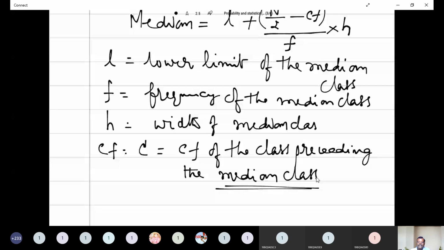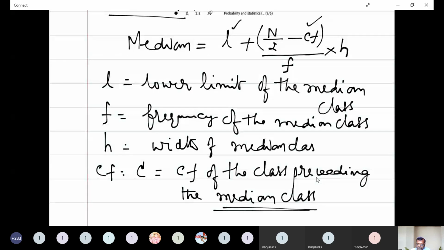This is the lower limit of the median class. N is the total frequency by 2. This defines the median. Always remember, when you have to find out the median, first you have to identify this value, N by 2, that is total frequency, sum of all frequencies, capital N by 2 minus CF, corresponding cumulative frequency value, divided by frequency of the median class, and H is the width of the class interval. This is the formula that we have to use for finding the median for continuous frequency distribution.